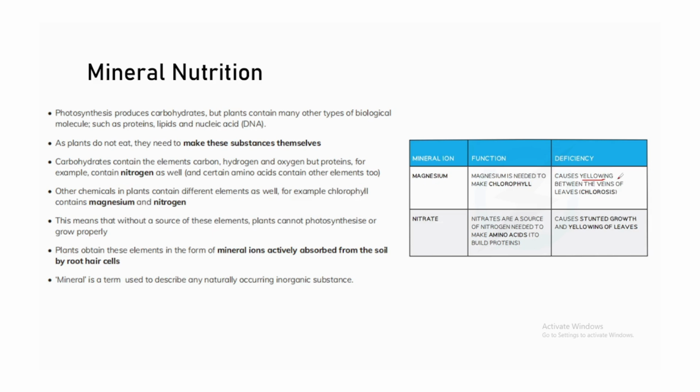It is frequently asked in the exam, for both magnesium and nitrate ions: what is their function, what causes their deficiency, and if they are in deficient amounts, what can happen to the plant. If magnesium is deficient, it causes yellowing between the veins of the leaves, which is known as chlorosis. Nitrate: the function of nitrates is to be a source of nitrogen needed to make amino acids in the plants to build proteins, and its deficiency can cause stunted growth and yellowing of the leaves. Stunted growth means a very low growth rate.